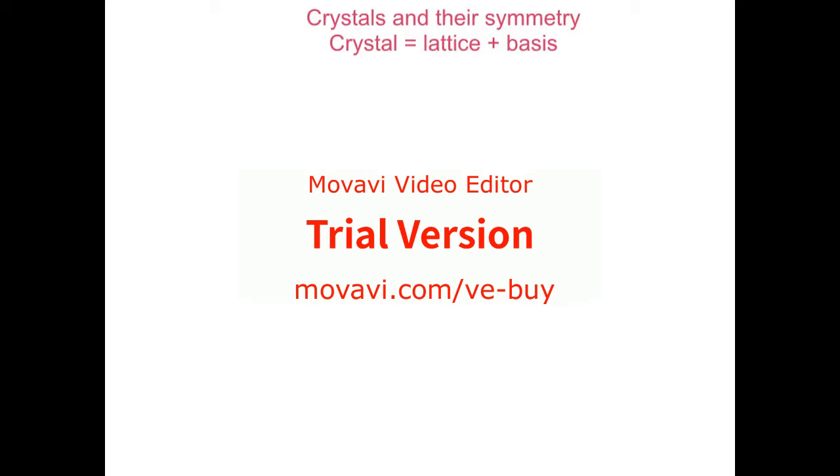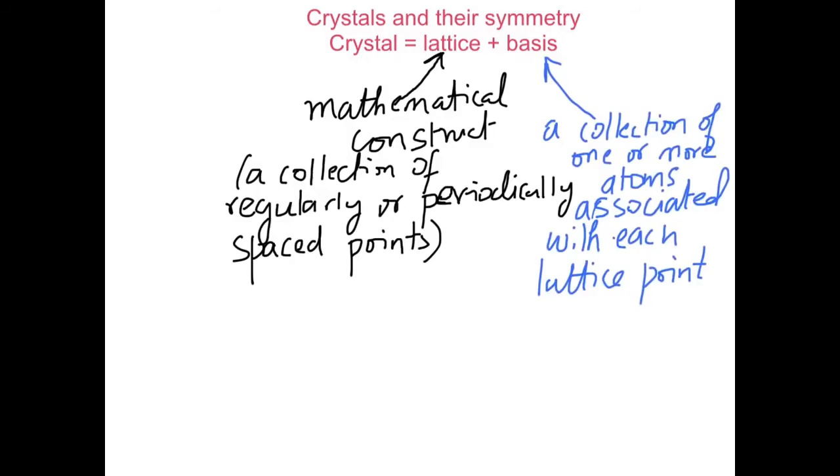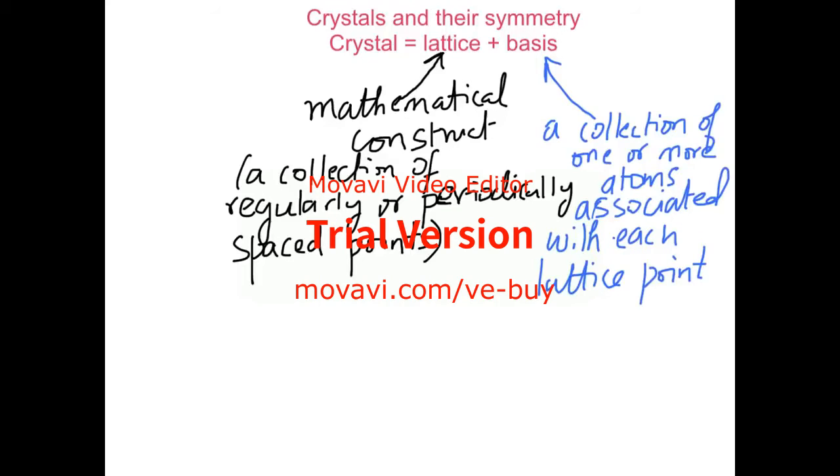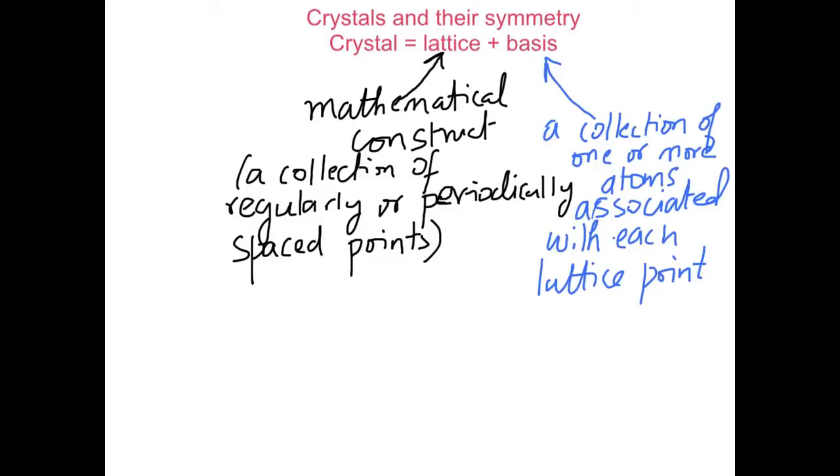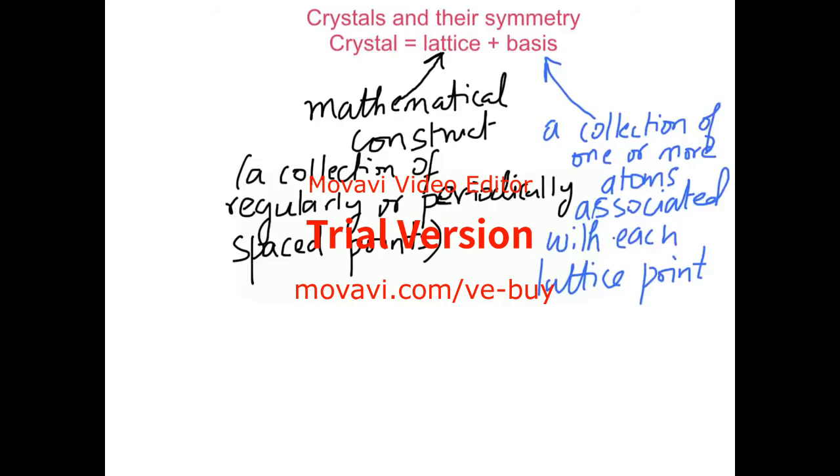Let's write these things down. Okay, so there we have it. The lattice is a mathematical construct, and the basis is a collection of one or more atoms associated with each lattice point. And together, the lattice and the basis define the crystal. Let us now illustrate this using an example in 2D or two-dimensional space. And we're going to use this example to define some basic notions, basic concepts.